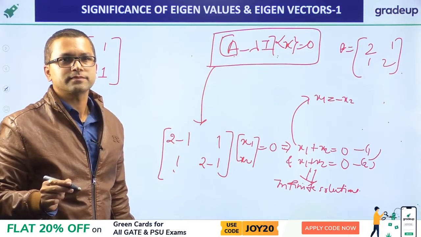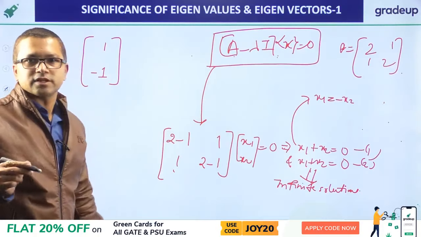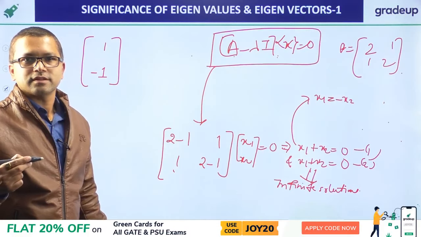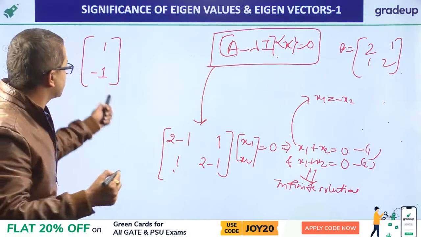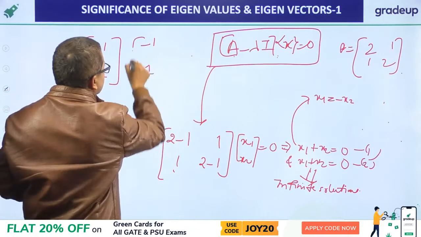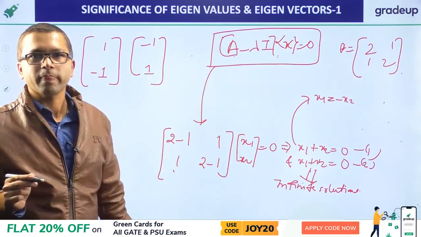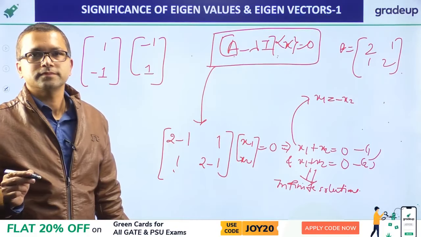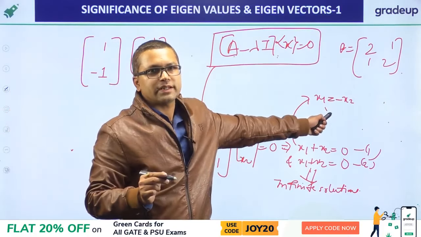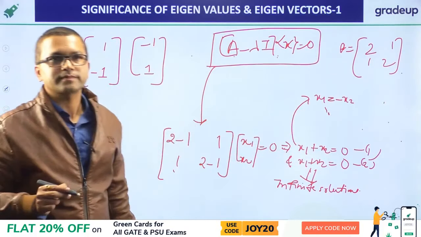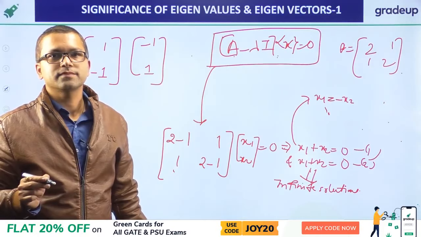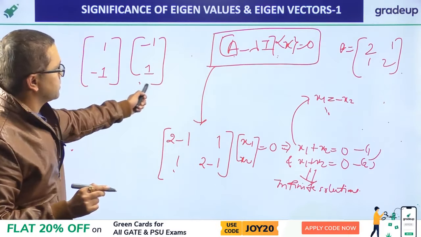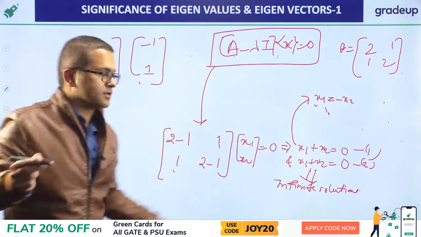Can it happen? Is it possible? Yes, yes is the answer. Obviously, it's possible. But what about this? Minus 1, 1. Is it a possibility? Yes or no? Just look at this equation and try to tell me. Is it a yes or a no? Obviously, it's yes, because once I put x1 equal to minus 1, x2 becomes 1.